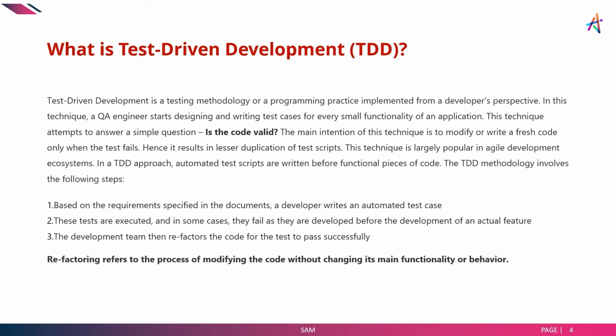The TDD process or methodology follows three simple steps. Number one, based on the requirements specified in the document, a developer first writes an automated test case. Then this test will be executed, and it fails as it is developed before the actual feature. Step 3 would be that the development team then refactors the code for the test to pass successfully. That's the approach of TDD.